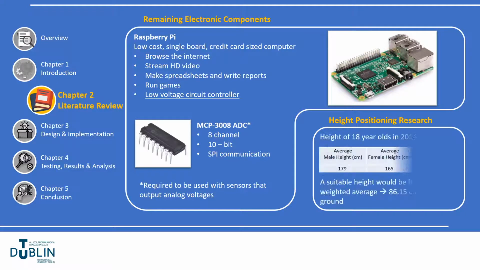Height position in research. This involved looking at research that studied the height of 18-year-olds in Ireland in 2014. The weighted height average was 172.3 centimeters. From this, it was determined that a suitable height to locate the sensors from the ground would be 86.15 centimeters.